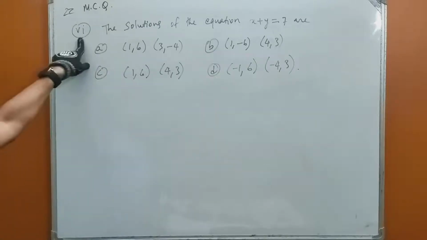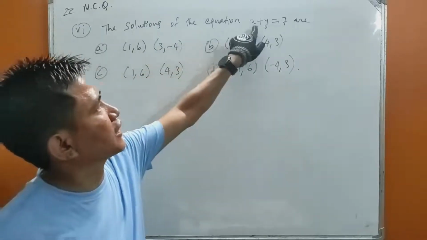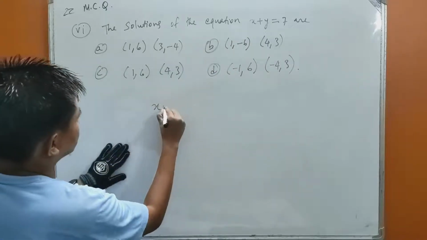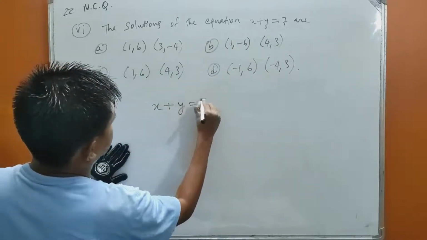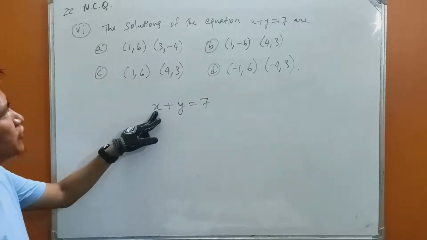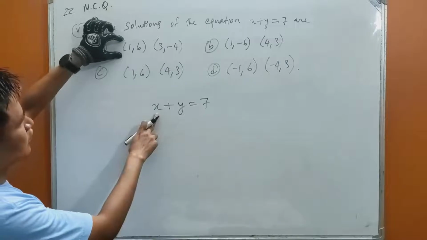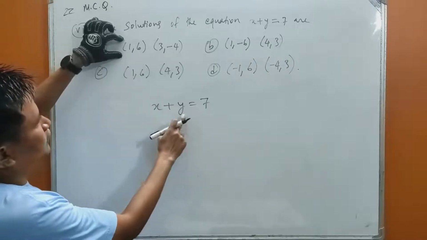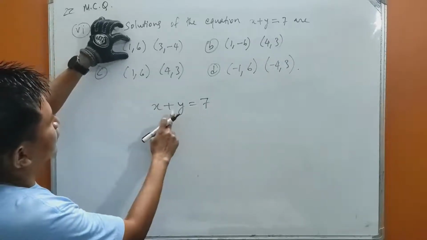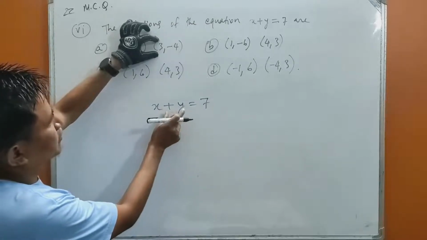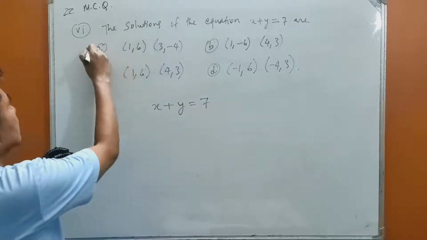Let's do the last question, question number 6. The solution of the equation x plus y equals 7. We have x plus y equals 7, isn't it? So let us suppose the value of x. Let's check this. x 1, y 6. 1 plus 6 is 7. So this is correct. So let's put this value x 3, y minus 4. 3 minus 4 is not 7. This is the wrong answer.